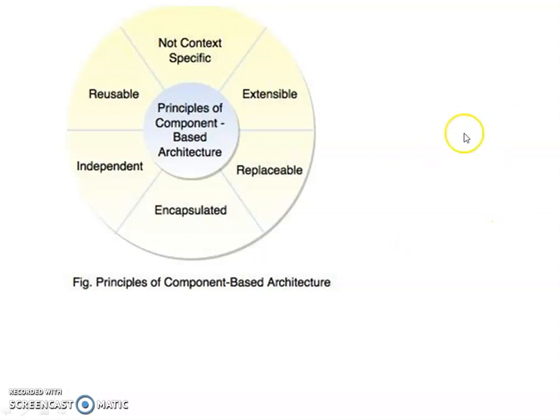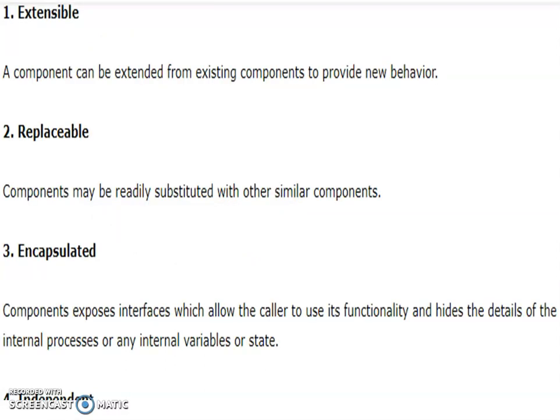And these are the principles of component based architecture. A component should be extensible, it should be replaceable, it has to be encapsulated, it should be independent, it is reusable, and it should not be context specific. Extensible indicates that a component can be extended from existing components to provide new behavior, new things, new tasks.